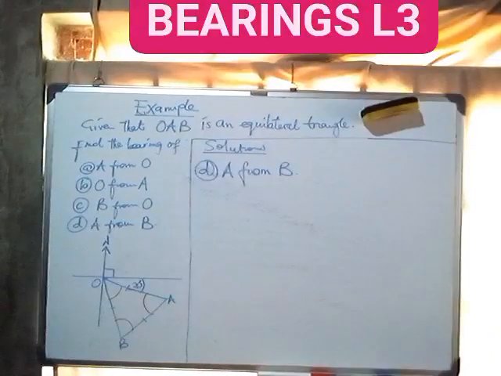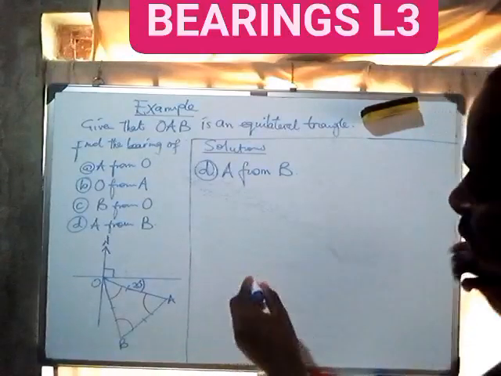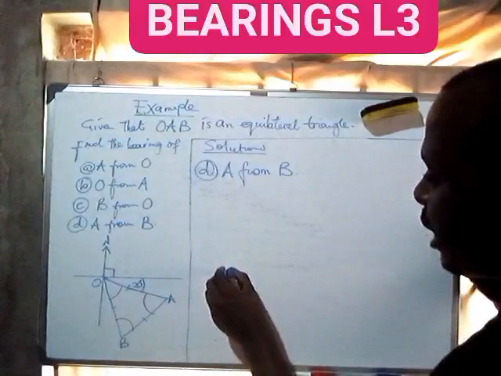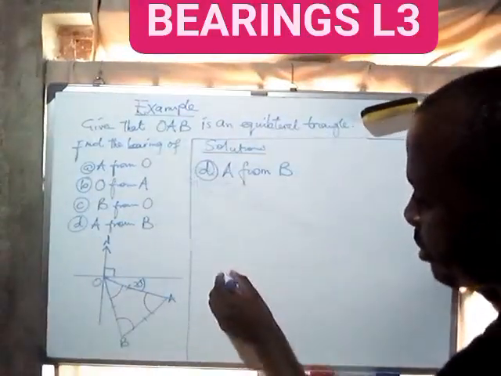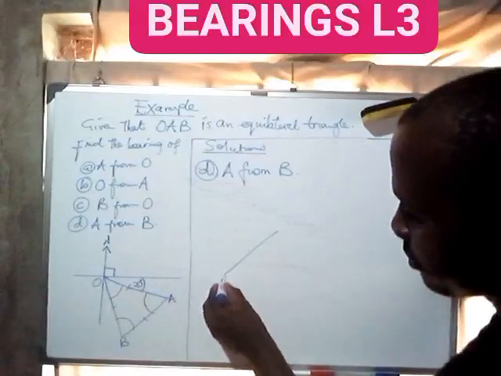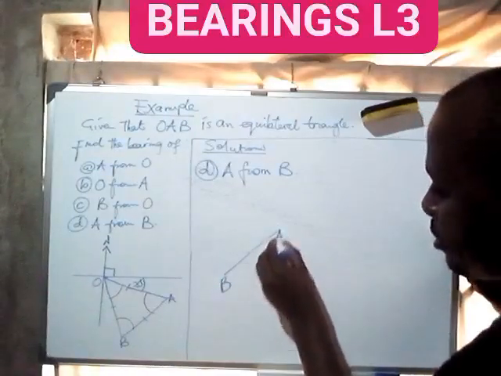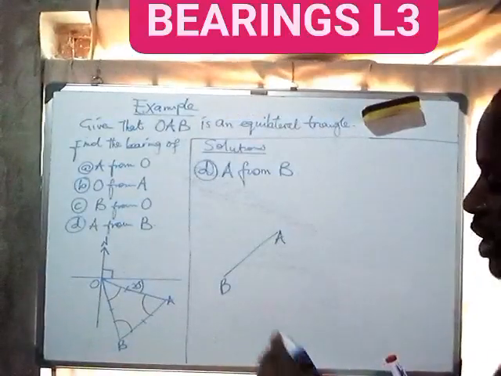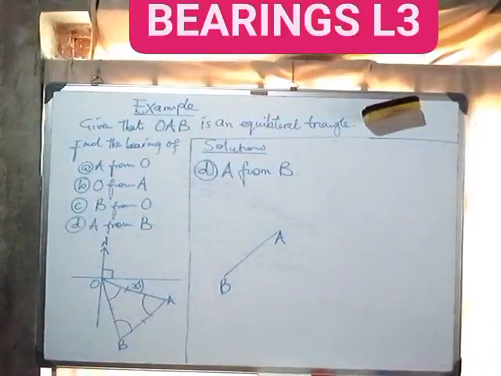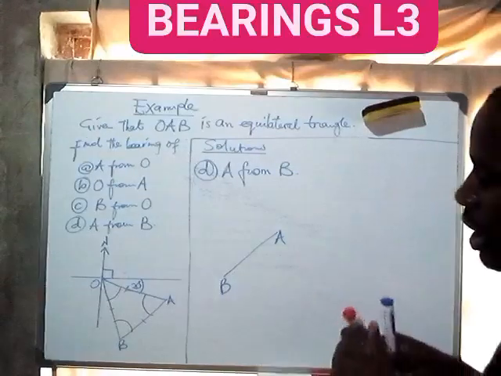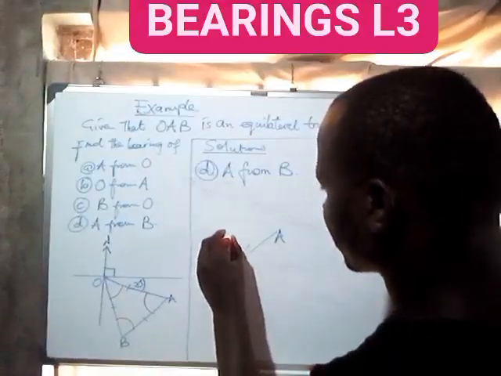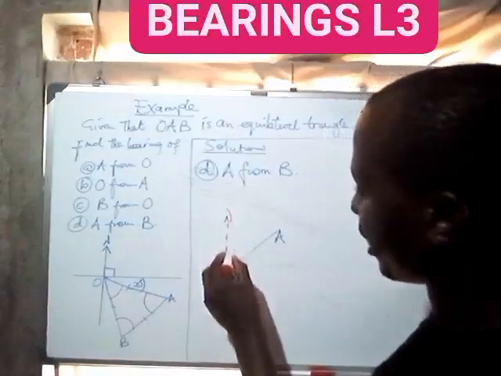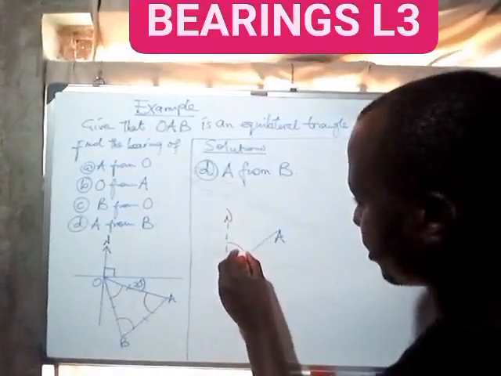So the last question is the bearing of A from B. This is our A, then this is our B. So they are saying A from B. This means that we draw our north at B. Our north will be like this. This is our north there. Then we move in this direction.